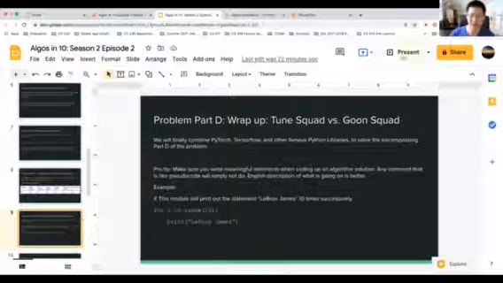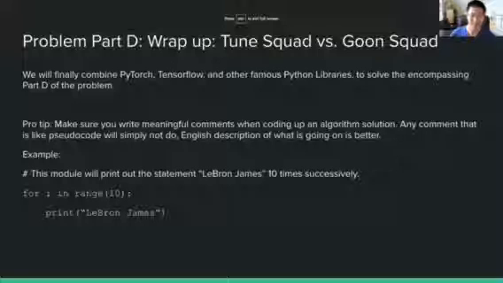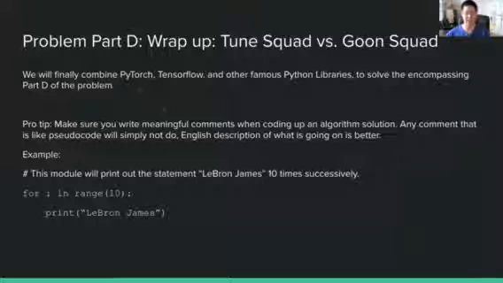So yes, here's part D, wrapping up the whole thing. We finally form a super team of Python libraries. We have PyTorch, TensorFlow, and Python Network to solve part D. So then we try to determine the best optimal starting lineup to beat the Goon Squad. And spoiler for the movie, there'll be a special someone in that movie to help LeBron out.